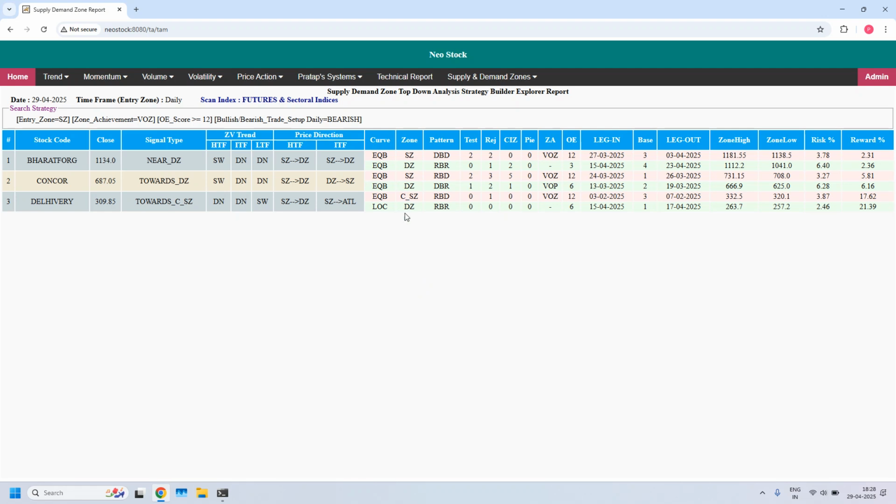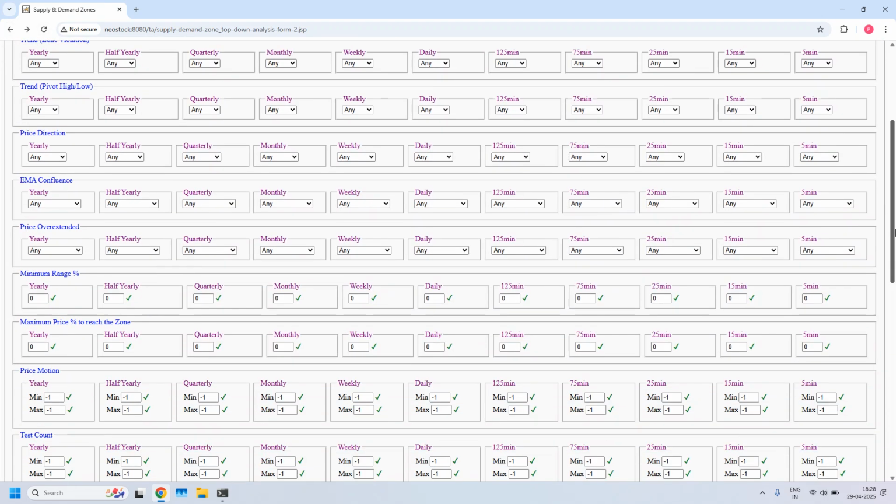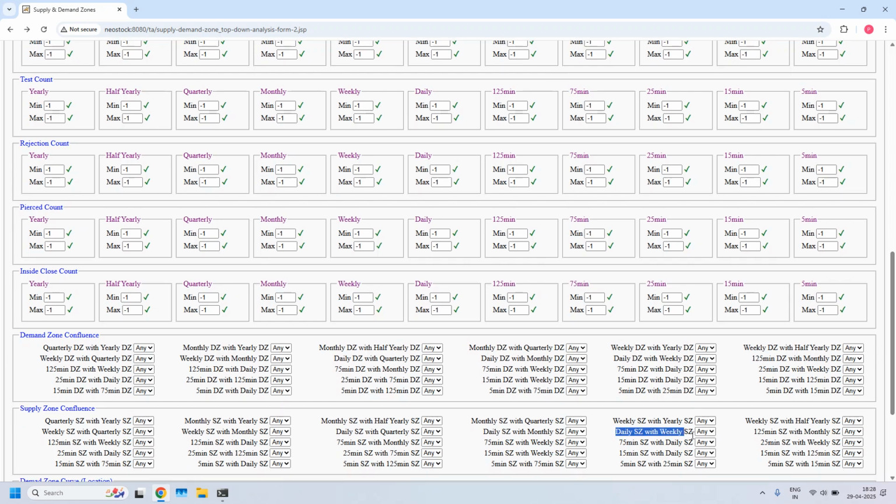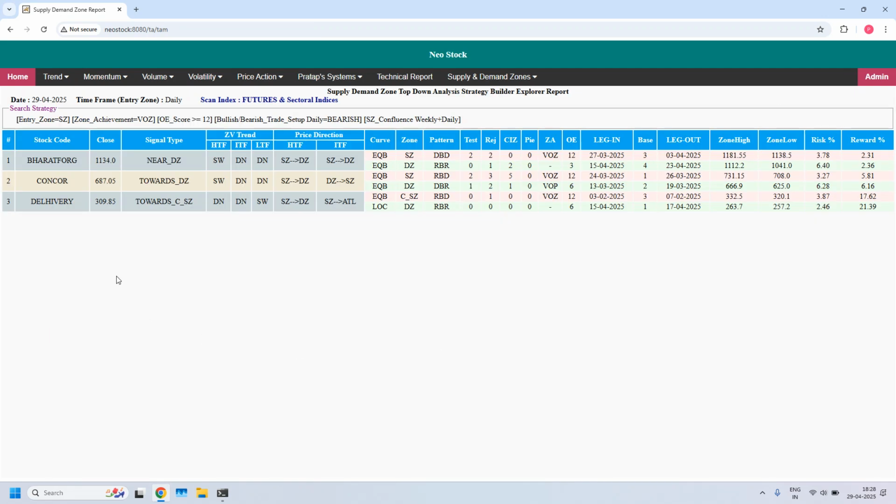Let's verify out of these 3 how many are having high probability to get success. First, daily and weekly supply zone confluence. So I enabled the filter. Out of 3, we got all the 3 stocks. So that means these daily supply zones overlapped with weekly supply zone. And weekly trend is down in all the 3.